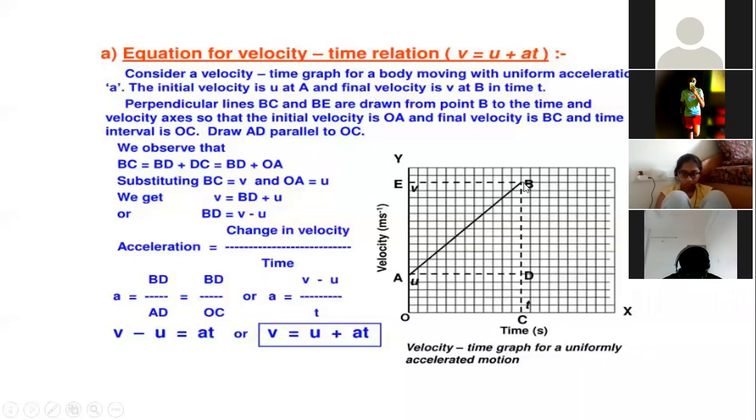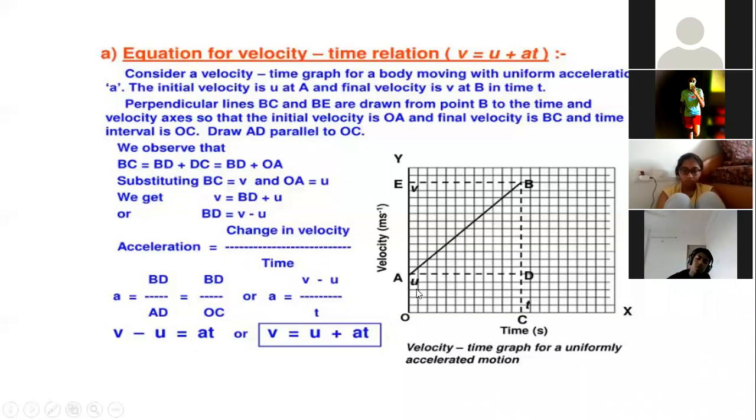You have drawn perpendicular lines BE and BC, and OA is equal to DC, OE is equal to BC, and AD is equal to OC. Now we observe BC. This BC is split into two parts: BC is equal to BD plus DC. Can you see, everyone? BC is equal to BD plus DC. So BD we keep as it is, and instead of DC, you will take OA, because OA is your u.